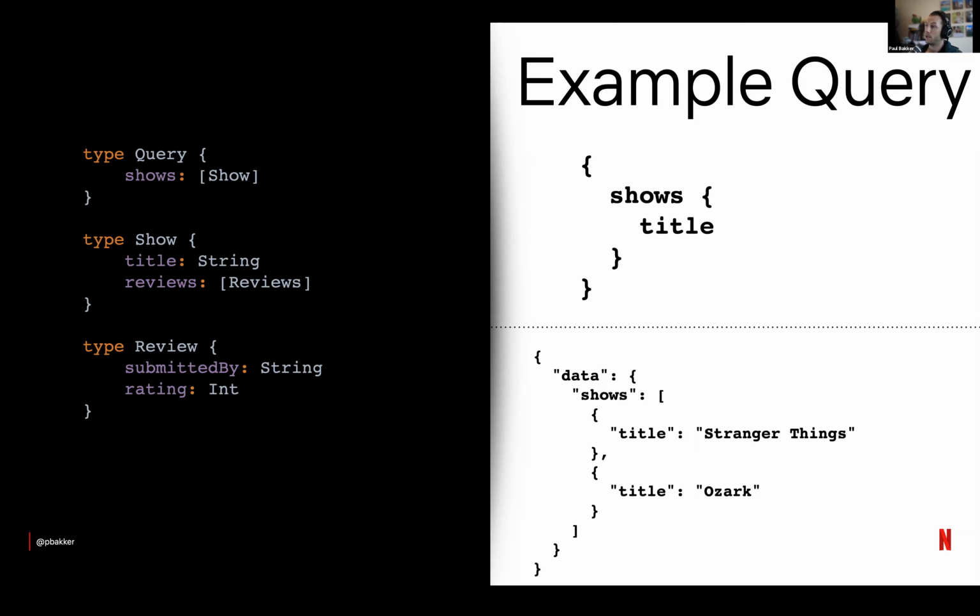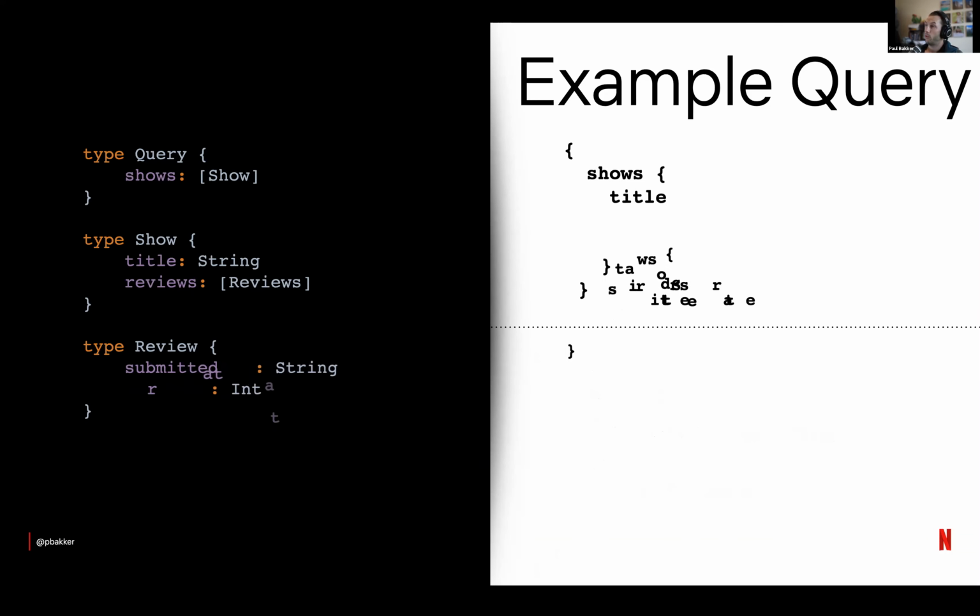So we get back a JSON result. And in there, we have a list of shows, and we only get a title. This is the first example that we see of field selection or projection, as we also call it. You only get the data that you're explicitly asking for.